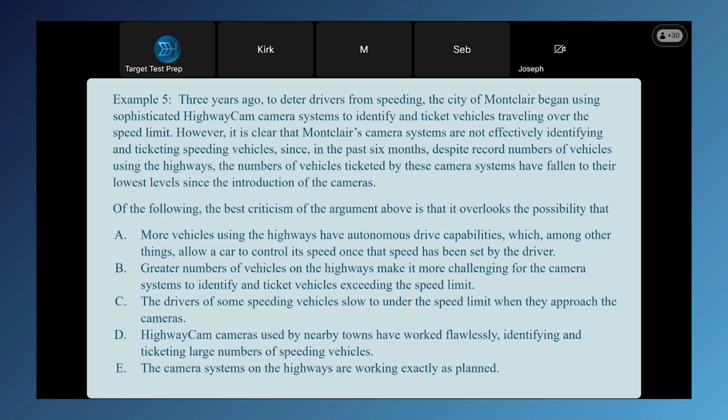This is an unusual structure for arguments because the conclusion is in the middle, but I do think it's good practice to spot those because you will need it for your method of reasoning questions.